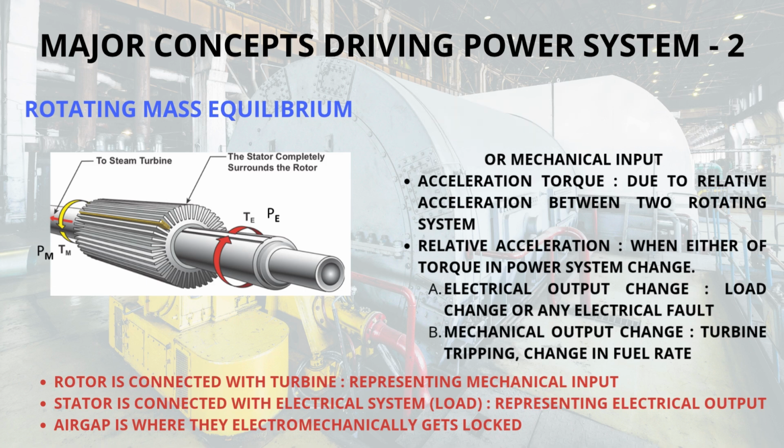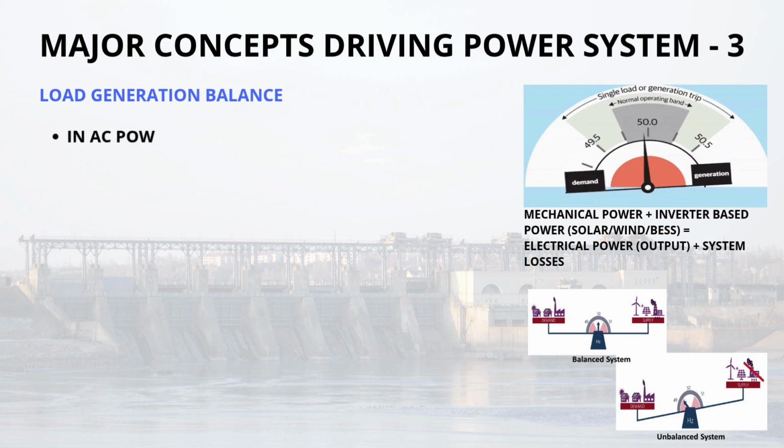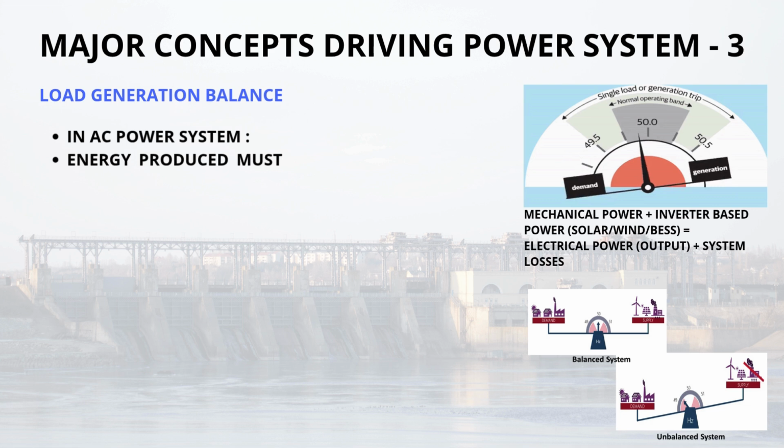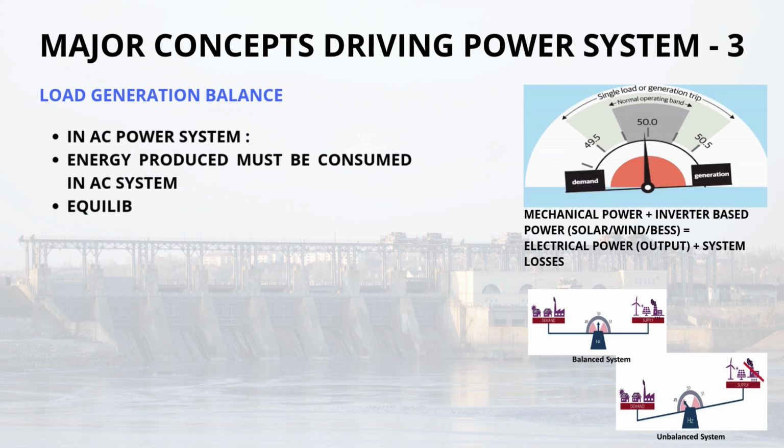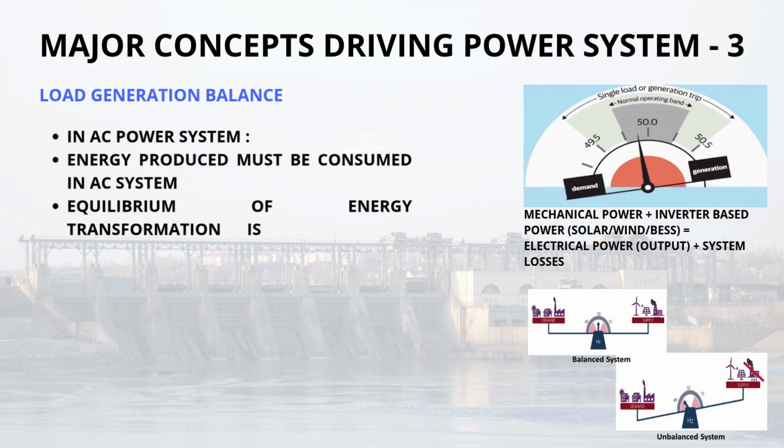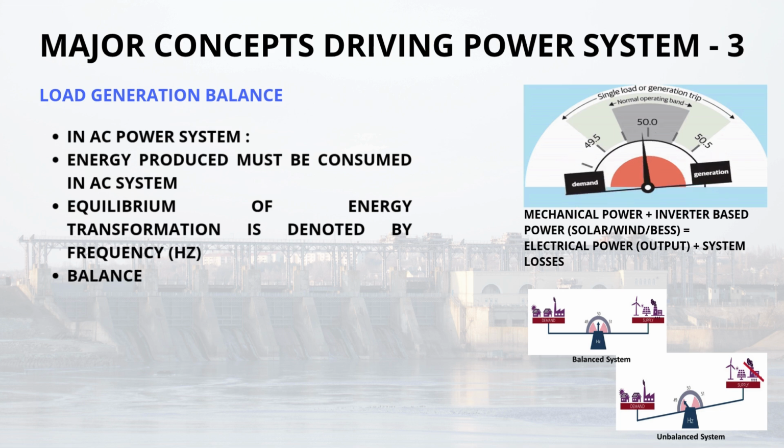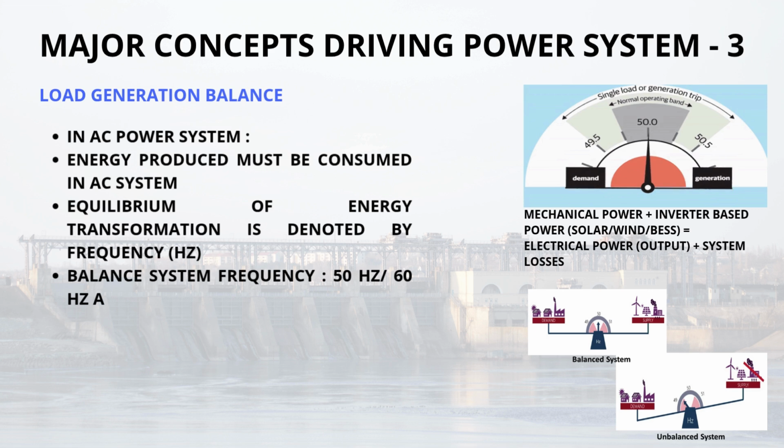Okay, another major concept, load generation balance. And the presentation links this directly to frequency. Yes, this is probably the most intuitive one. In an AC grid, the total active power being generated must, at every single instant, match the total active power being consumed by loads, plus those system losses we mentioned. Instantaneously. Wow. Instantaneously.